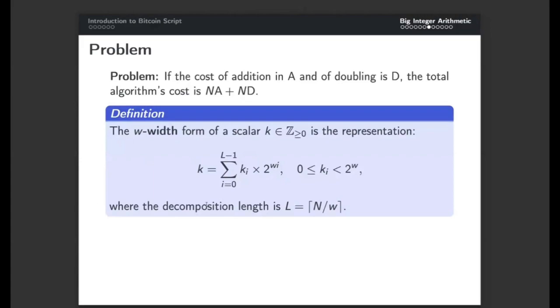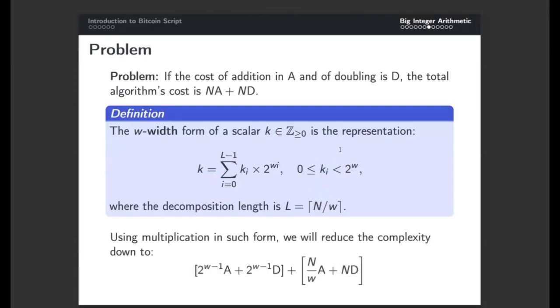So with this approach, you have a decomposition of length n divided by w. And it turns out that instead of n additions plus n doublings complexity, you get a much better complexity. This complexity is as follows. You have the part which corresponds to the cost of lookup initialization. We'll consider what I mean by lookup initialization in a moment. What's essential here is that this part is constant. It does not depend on the integer representation. And this is typically a really small value since we take w to be 4, in fact.